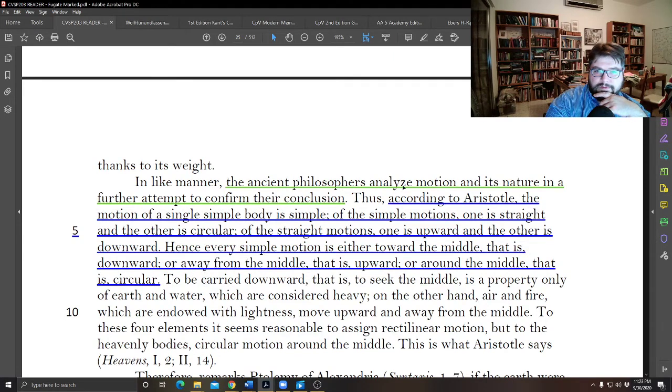In like manner, the ancient philosophers analyzed motion and its nature in a further attempt to confirm their conclusion. Thus, according to Aristotle, the motion of a simple body is simple. And of the simple motions, one is straight and the other is circular. Of the straight motions, one is upward and the other is downward. Remember, earth goes downward and fire goes upward, and these are the straight motions. And then there are the circular motions. Hence, every simple motion is either toward the middle, that is downward, or away from the middle, that is upward, or around the middle, that is circular. So he's saying the ancient philosophers, Aristotle, categorized motions in terms of being up, down, or circular. And this is the fundamental framework they used.